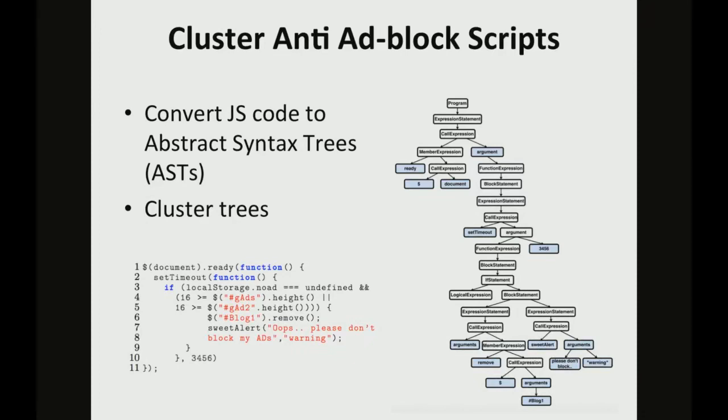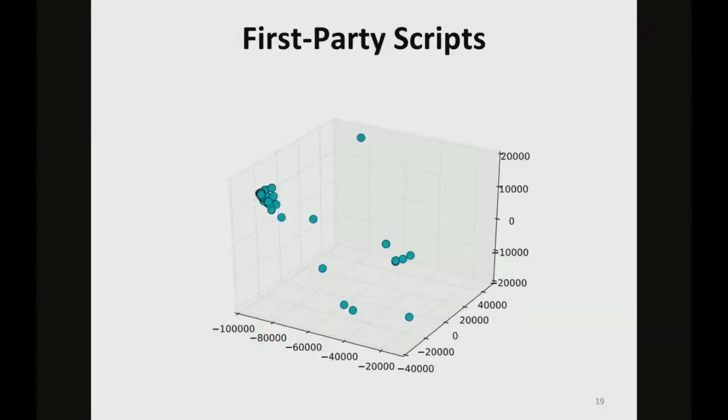So the idea was that if we can cluster them, we can hopefully analyze those individual clusters, and maybe group together JavaScripts which have similar behavior. So we took the JavaScript code and converted it to abstract syntax trees, which is a fairly standard thing to do. There are some details in the paper. We used PCA and a bunch of other approaches to cluster these anti-ad block JavaScripts into different clusters.